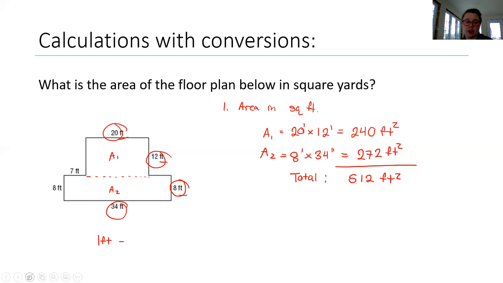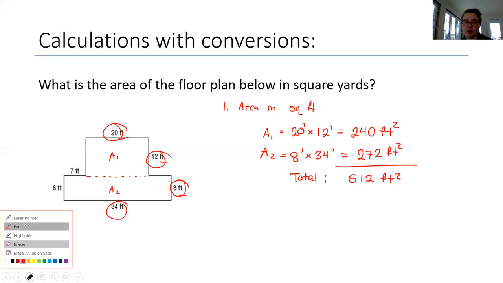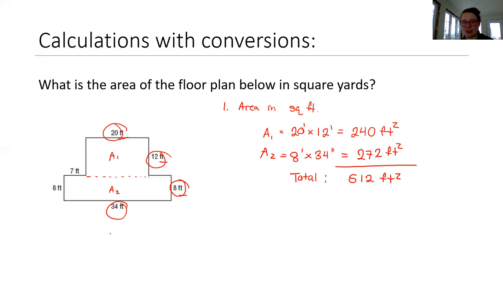sorry, let me say this backwards. Sometimes I get off when I say things backwards. So we know that 1 yard is equal to 3 feet.